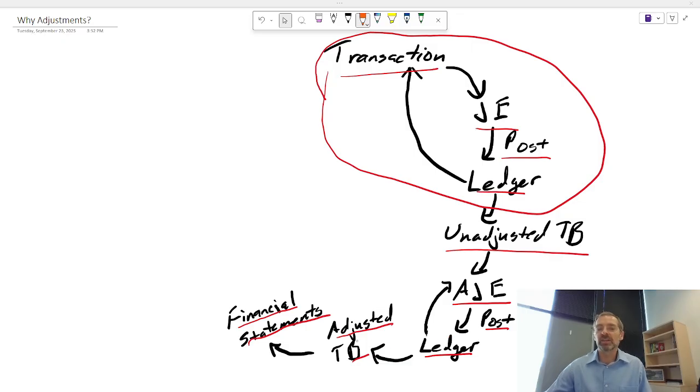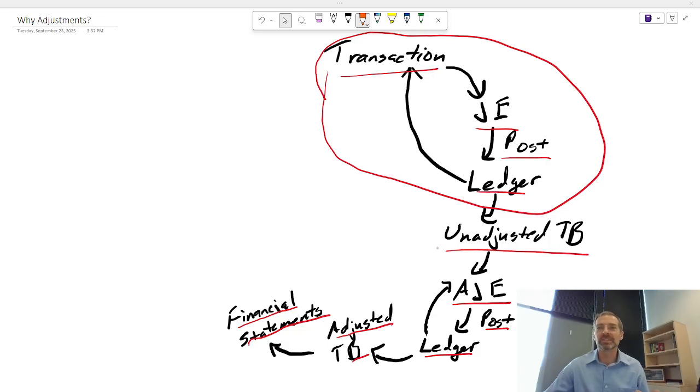And we create the adjusted trial balance the same way we created the unadjusted trial balance that we looked at in other videos. We just go through the ledger and say, what is the balance in the account? Let's write it down. Is it a debit or a credit? Put it in the correct column. When we get done with that, we can now use the adjusted trial balance to create the financial statements, the same way that we did in previous chapters.